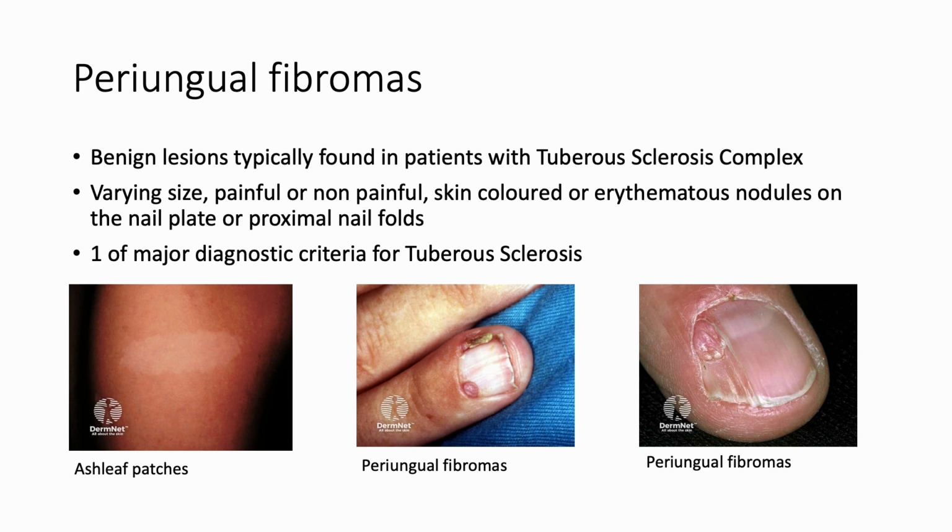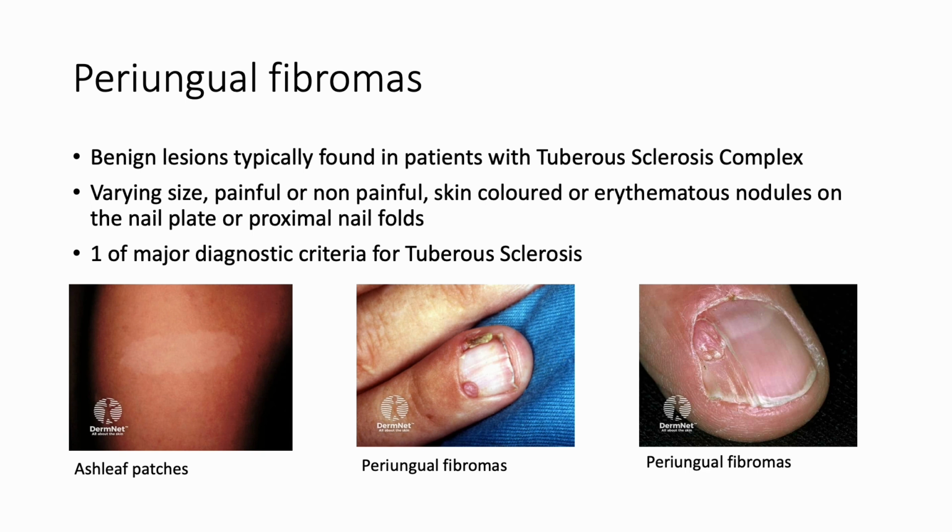Tuberous sclerosis complex is also associated with developmental delay and epilepsy, and affects patients along a spectrum of severity. Cutaneous lesions that are characteristic are facial rashes as a result of angiofibromas, Shagreen patches, and ash leaf marks or patches as shown in the first image. When tuberous sclerosis complex affects the nails, we call the lesions periungual fibromas.